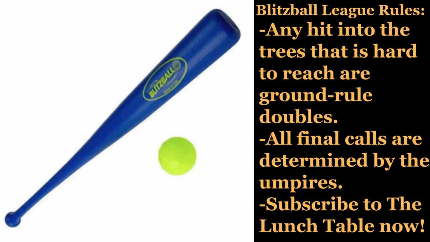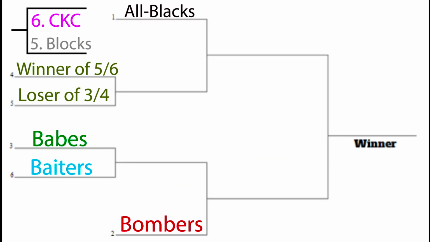Now that you know how the league works, let's take a look at the playoffs layout. Your 1 seed is the All Blacks, followed by your 2 seed as the Bombers. These 2 teams have bye weeks through the play-in game. Your 3rd seed is the Babes, who will take on the 4-seeded Baiters to get a spot as the 3 seed.